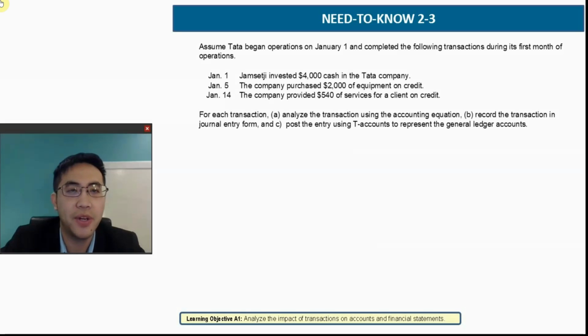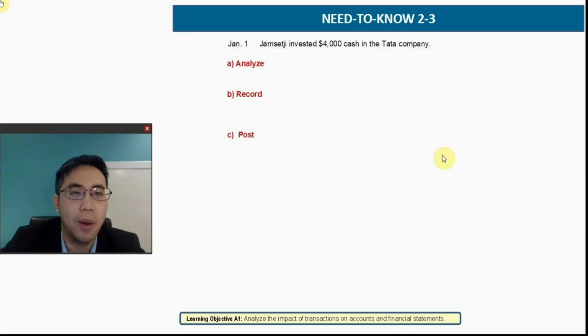All right, people. So now let's do a little practice. Right here we have three activities for a company, and they all happened in January. What we do here is just follow the protocol. We first analyze the transactions using the accounting equation, second we record the transaction in a journal entry, and last we use T accounts to present the items on the general ledger accounts. So basically, we do recording, then journal entries, and then the general ledger. Let's look at these events one by one.